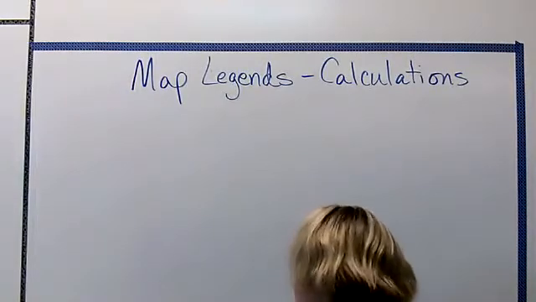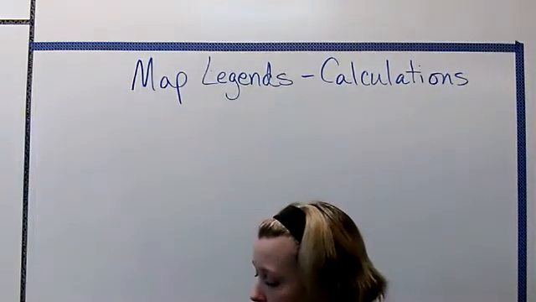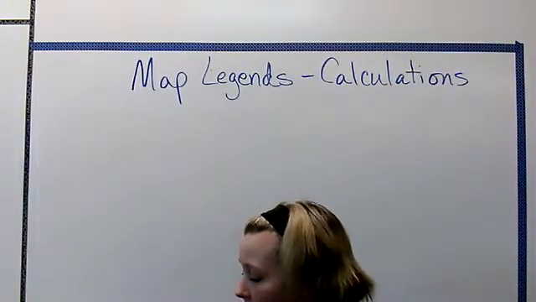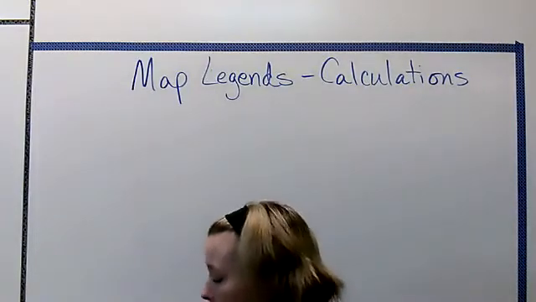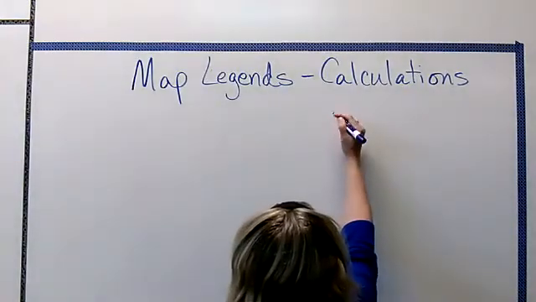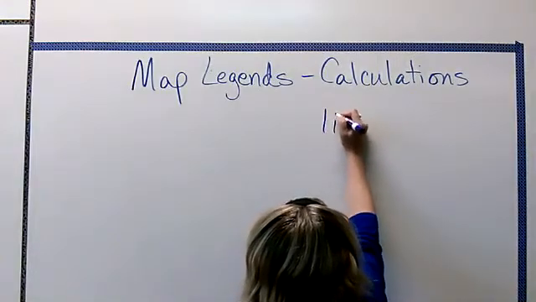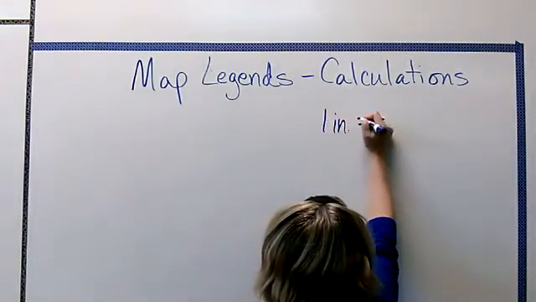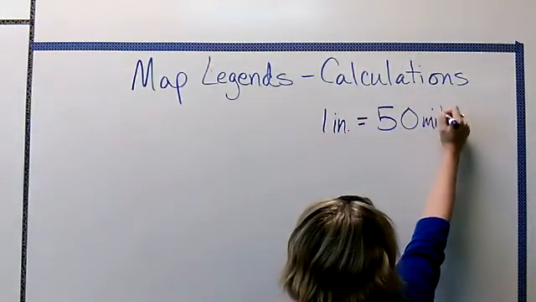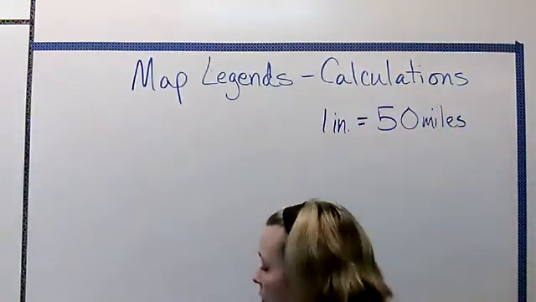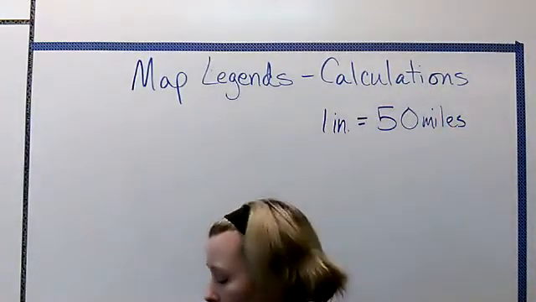So let's take number one for example. The legend on the map tells us that each inch equals 50 miles. So 1 inch equals 50 miles. Okay, so that's our base information.